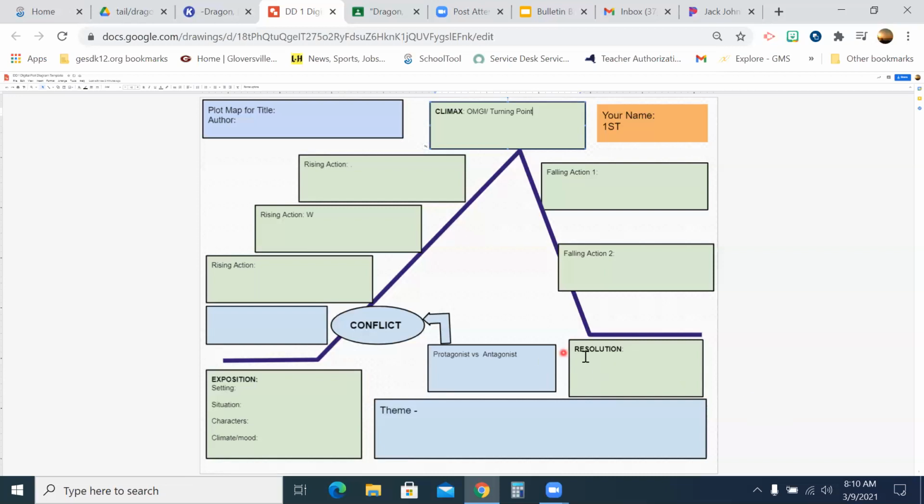Okay, so I heard somebody say that resolution means the solution. It's the solution to the initiating problem, right? Okay, so let's just fill in a couple of things. The name of the story is up in the top left-hand corner: "Dragon," with quotation marks and a capital D on each of the dragon words. And our author is John Gardner.